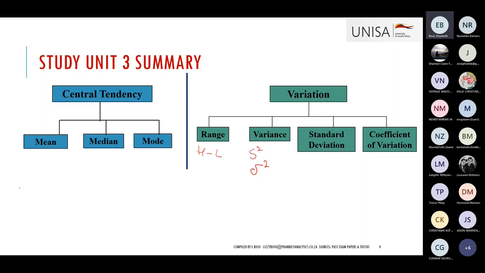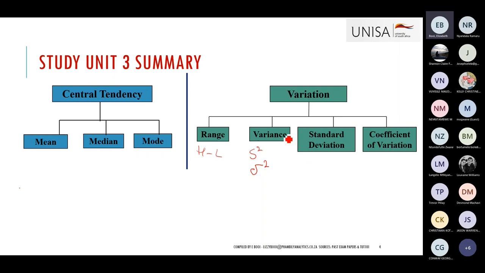Always remember that for the sample, we always use the normal alphabet that you know. For the population, we use the big letters from the Greek alphabet. So we use Greek letters to represent the population. Because the population is huge, we use these huge letters, like the Greek letter sigma squared for the variance.